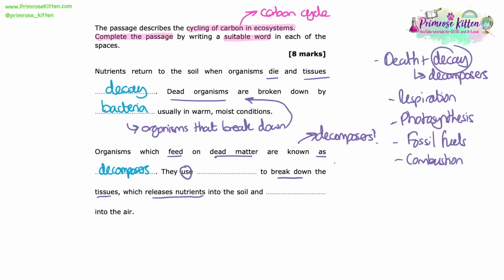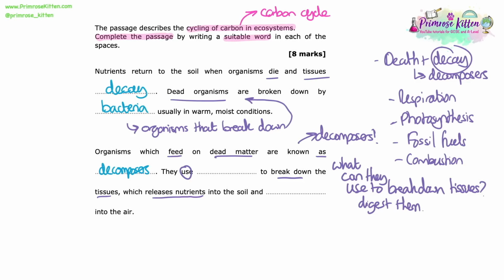So they're using something that's in the decomposers that breaks down tissues or substances and releases nutrients. So they obviously digest that material because they're feeding on the dead matter. So in this case, what actually breaks down biological material? It's the enzymes, the digestive enzymes that the decomposers release in order to break it down. And then it releases nutrients into the soil and something into the air.